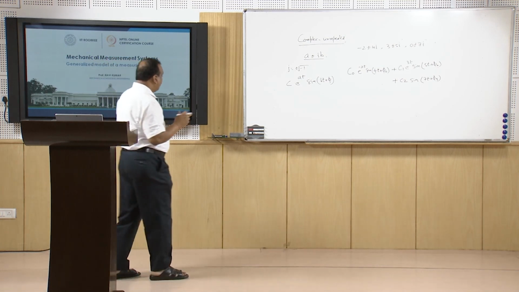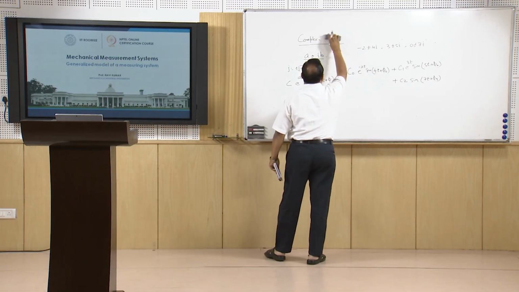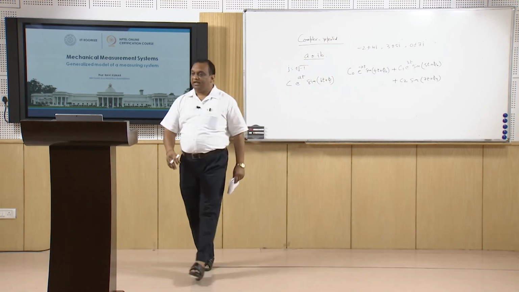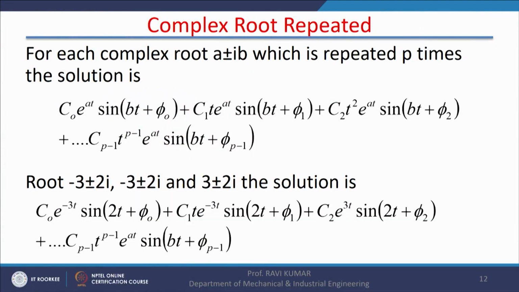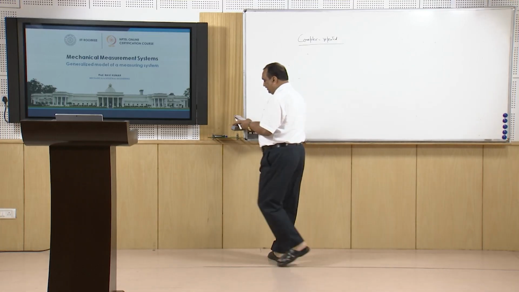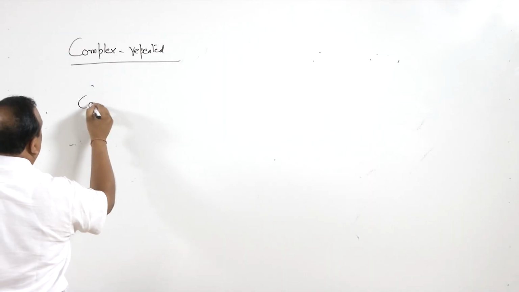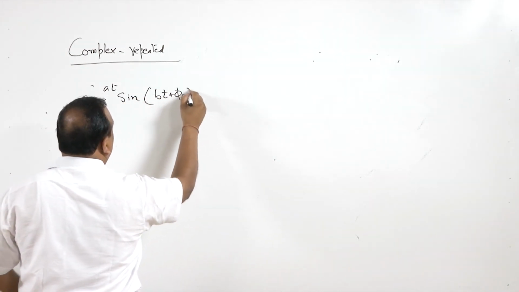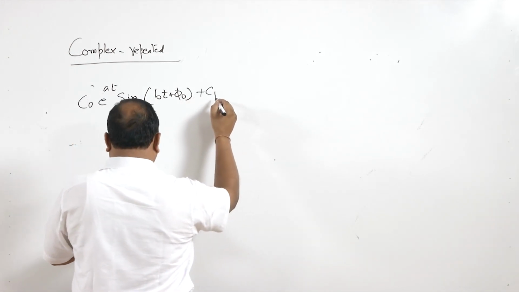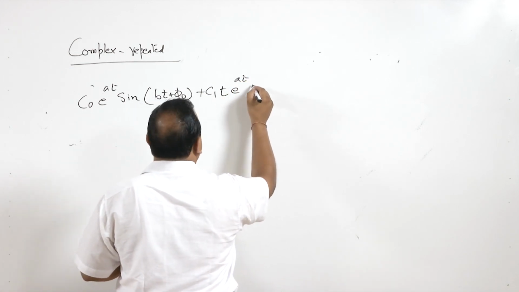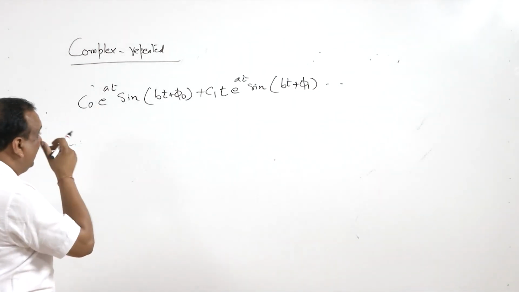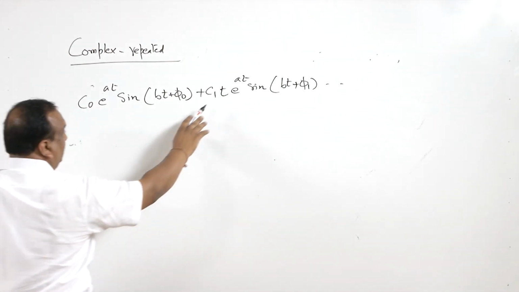Now again, we can have roots that are complex and repeated also. When the roots are complex and repeated, in this case the solution is going to be C0 e raised to power at sine(bt plus phi 0) plus C1 t e raised to power at sine(bt plus phi 1), and so on. So here the phi is changing and this component of t is added.